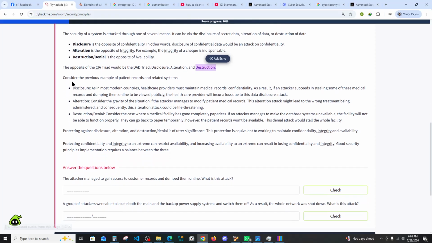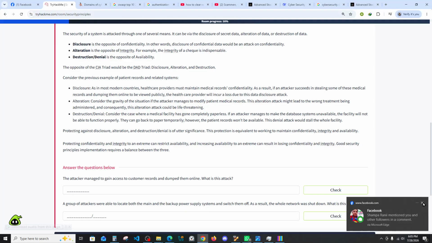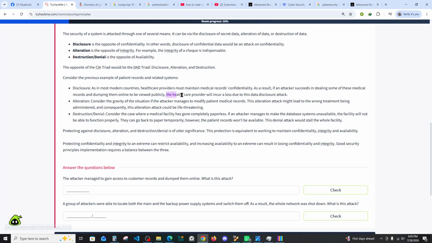Consider the previous example of the patient records and related systems. Disclosure: as in most modern countries, healthcare providers must maintain medical records confidentiality. As a result, if an attacker succeeds in stealing some of these medical records and dumping them online to be viewed publicly, the healthcare provider will incur a loss due to this data disclosure attack.